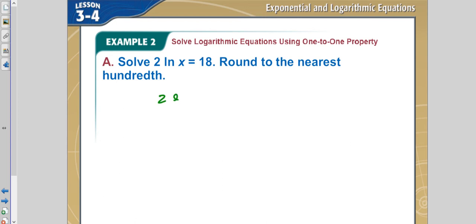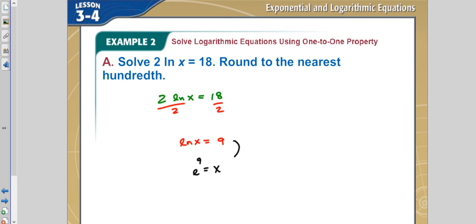The first thing I'm going to do before I go anywhere is isolate the natural log. To do so, I'm going to divide this by 2, and this will simplify the equation. So now we have that the natural log of x equals 9. Now the way you solve this is a natural log has a base of e. So we could replace this to say e to the power of 9 equals x.